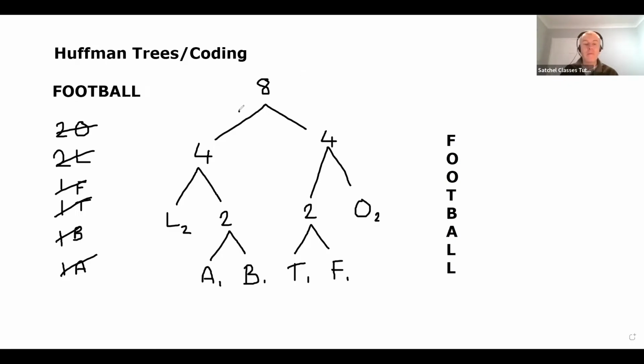Now, I'm going to put a 0 and a 1 here, okay? All will make sense in a second, I promise. So if you notice, the 0 is on the left branch and the 1 is on the right. So any branch on the right is a 1 and any branch on the left is a 0.